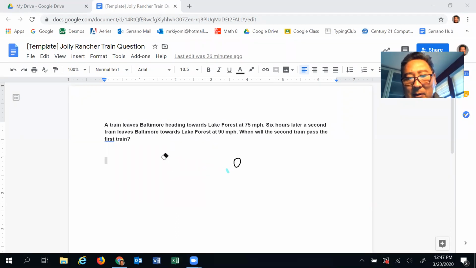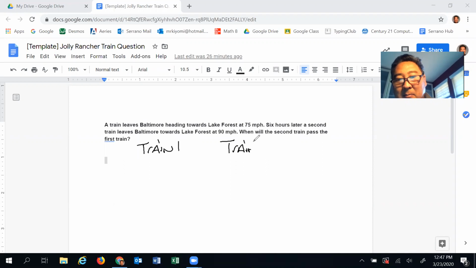And I'm going to set up a distance for each train, train number 1 and train number 2. I'm going to do the second train first because it's going to turn out to be a little bit easier. We'll go back to the first train. So the second train, remember, was going 90 miles per hour. So that's my rate. And it went that fast for X hours. X stands for the number of hours that the train was going 90 miles per hour.